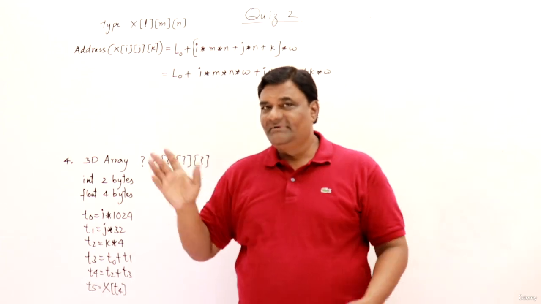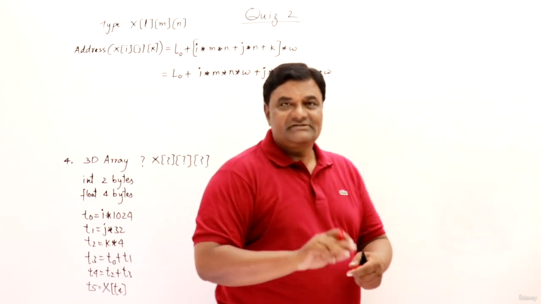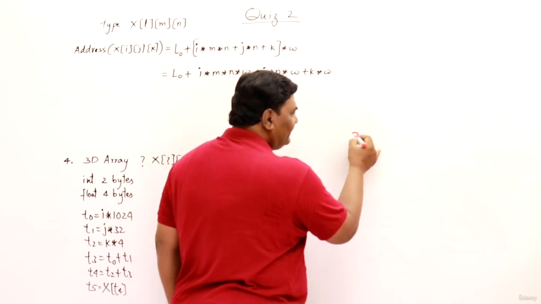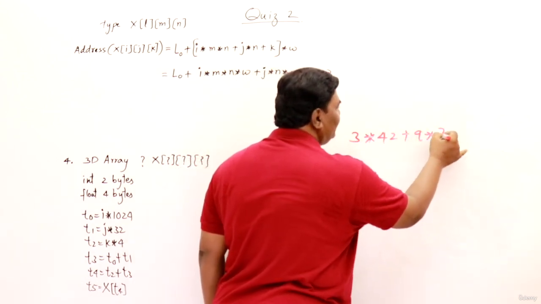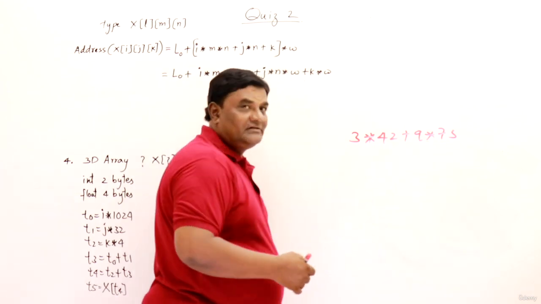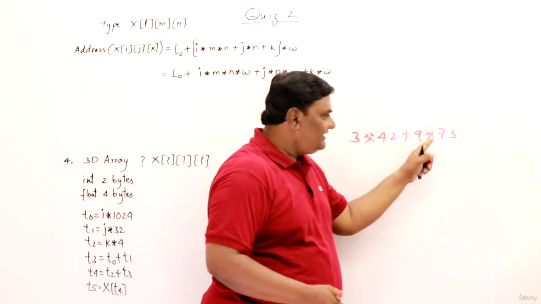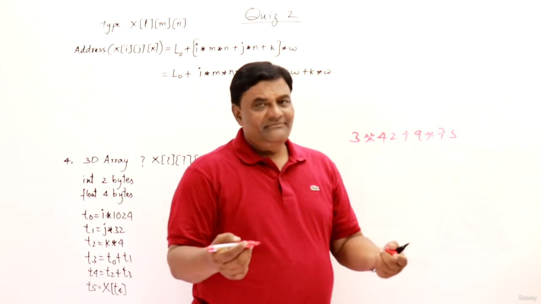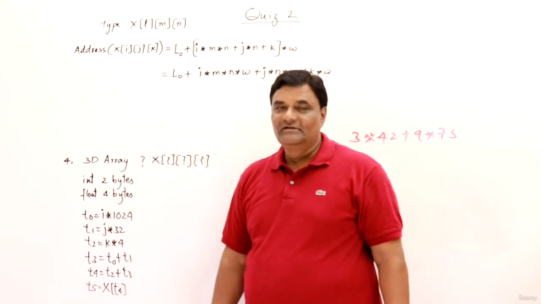If I give you pen and paper and I give you values and ask you to solve it, you cannot do it at once. For example, if I say 3 into 42 plus 9 into 73, just do it. So in a single glance, can you give the answer? No, first you will multiply this, then add it. So in the same way, the compiler is also performing them step by step.